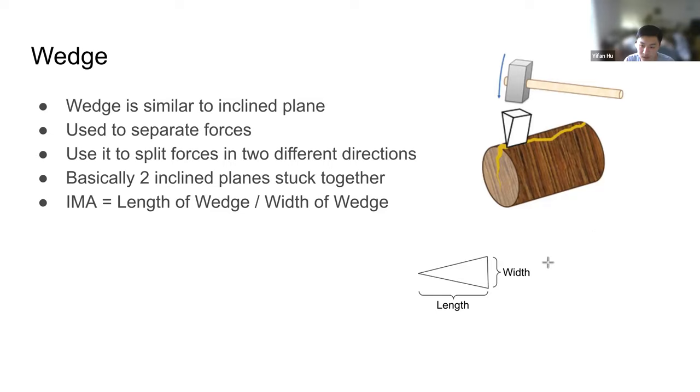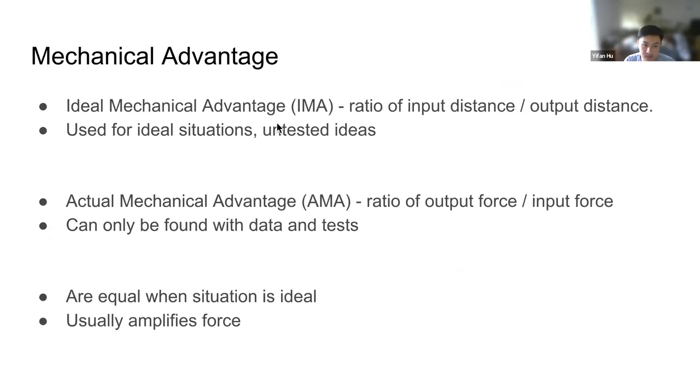So that's how these work. Okay, the IMA. The IMA is the ideal mechanical advantage. It would be the ratio of the input distance over output distance. But it's also the ratio of the output force over the input force, because these usually are equal. The IMA, ideal mechanical advantage, is how much your simple machine helps. Not physics work, but how well your machine will do. So how much it amplifies the force.